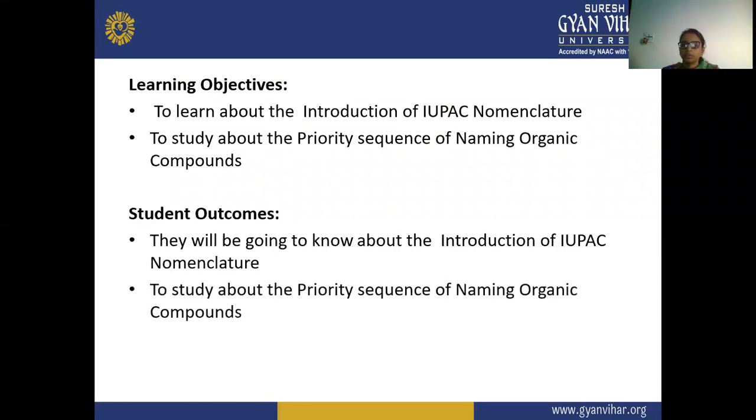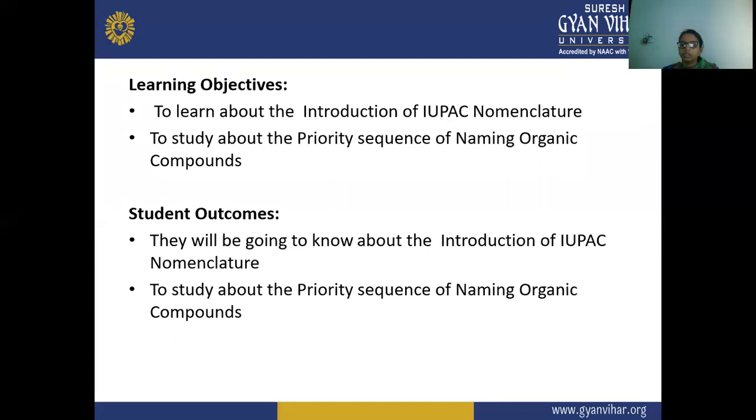Here we are going to discuss the learning objective of this topic: we are going to learn about the introduction of IUPAC nomenclature, and also study the priority sequence of naming organic compounds. The student outcome is that they will know about the introduction of IUPAC nomenclature, and also study the priority sequence of naming organic compounds.